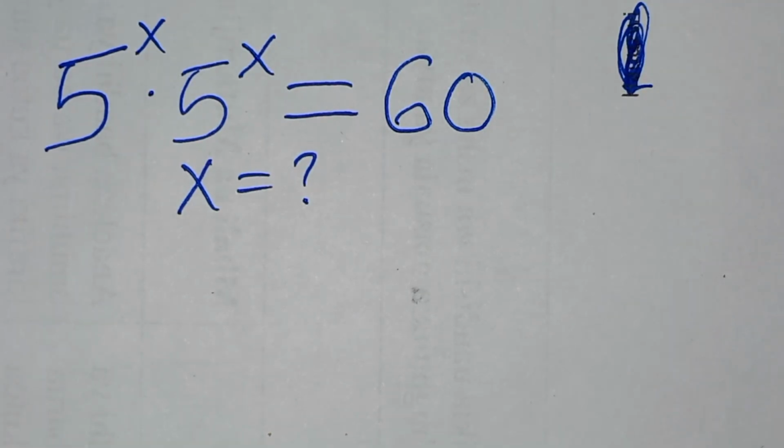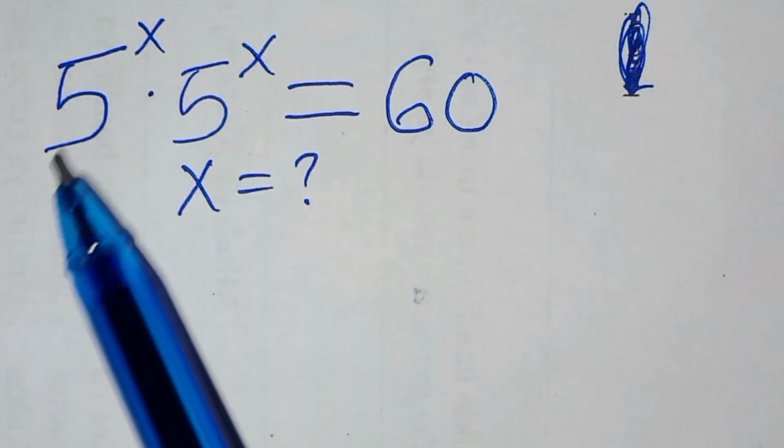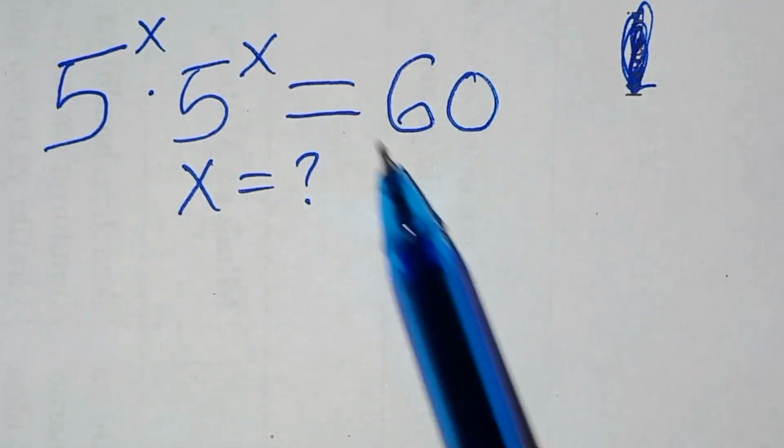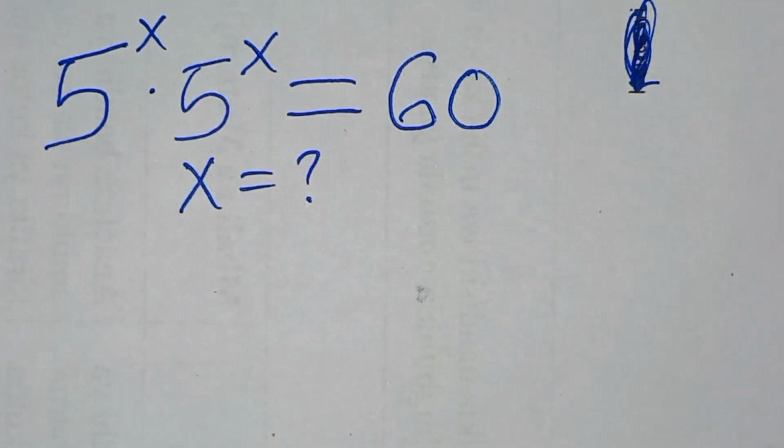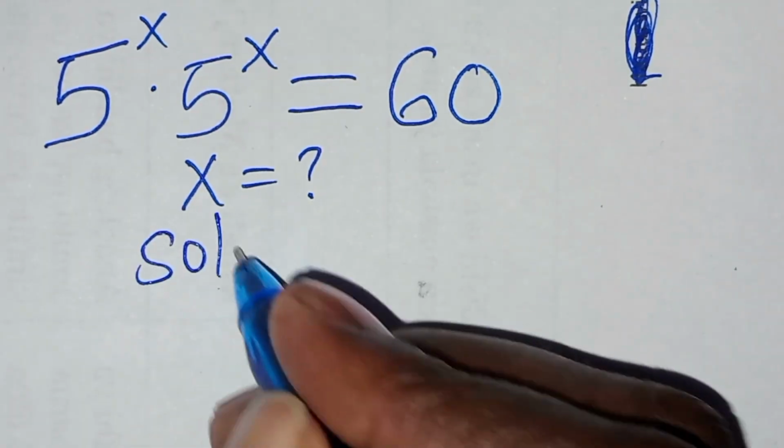You're welcome to solve this nice exponential equation, which is 5 to the power x times 5 to the power x. This is equal to 60. So what is the value of x? Solution from here.